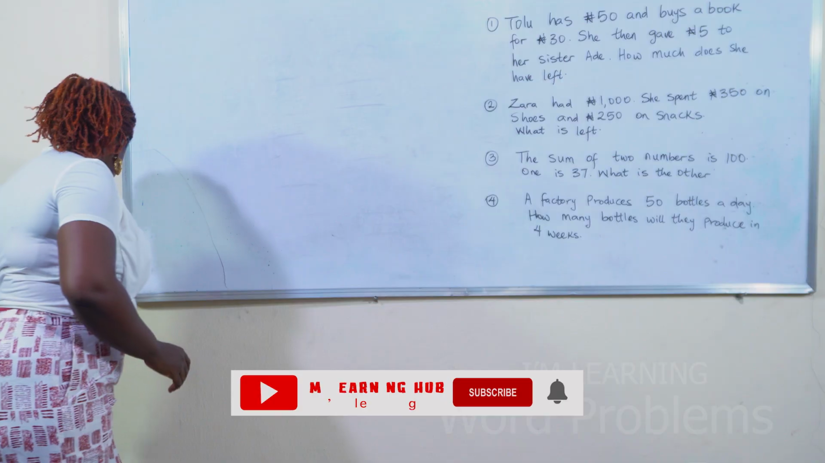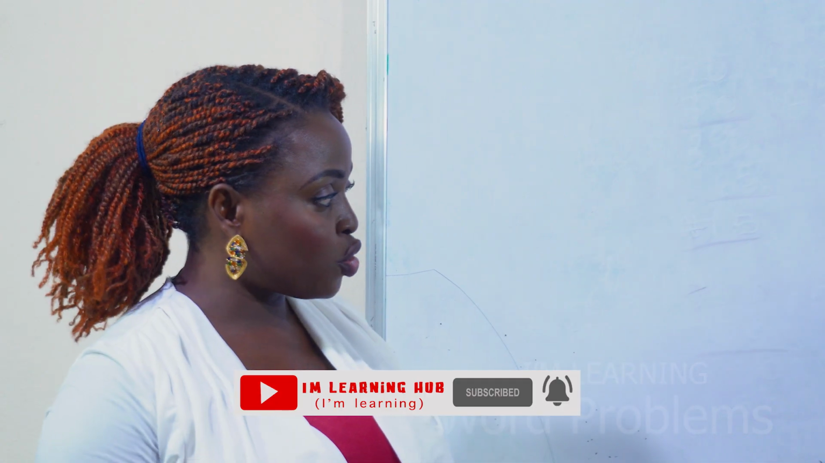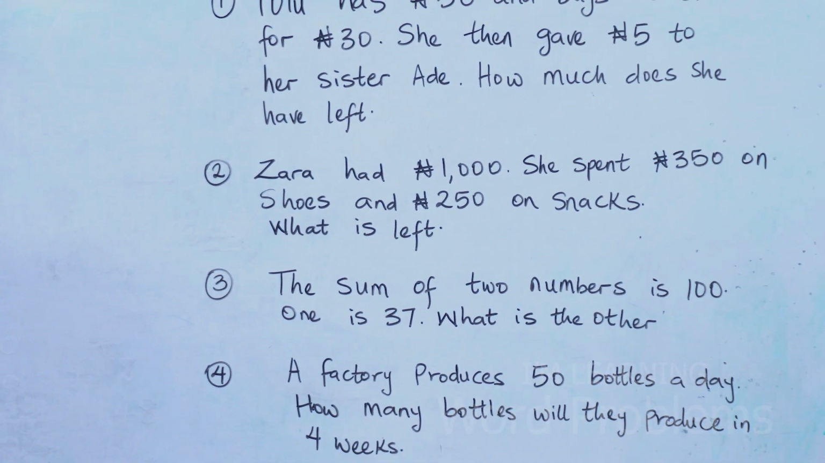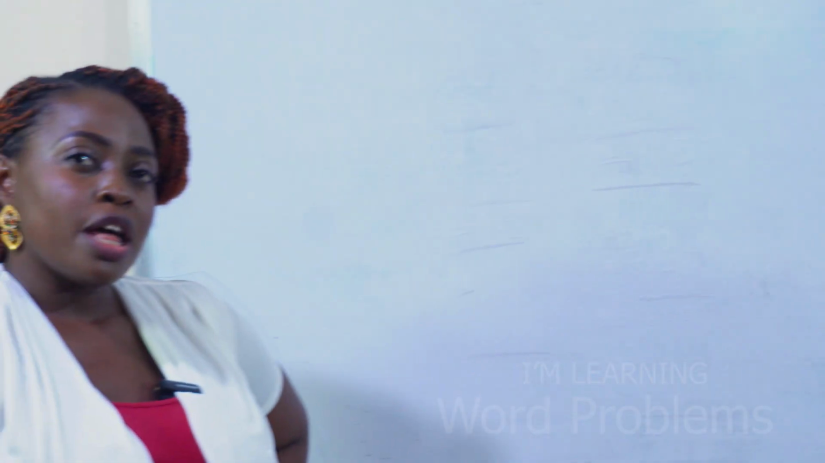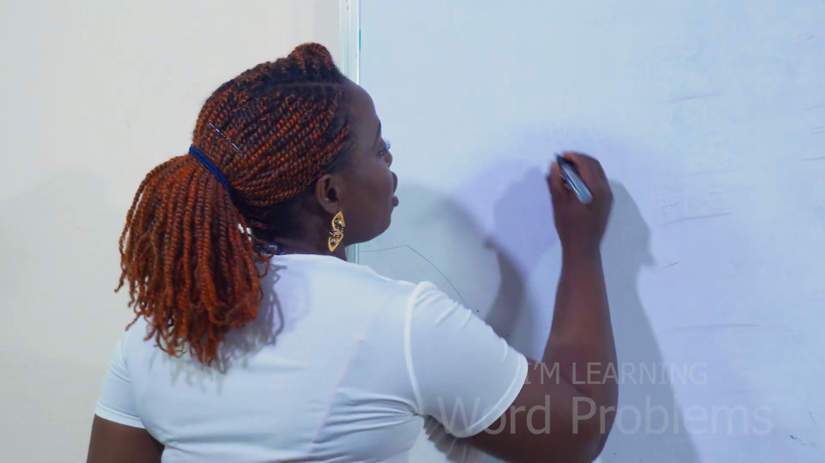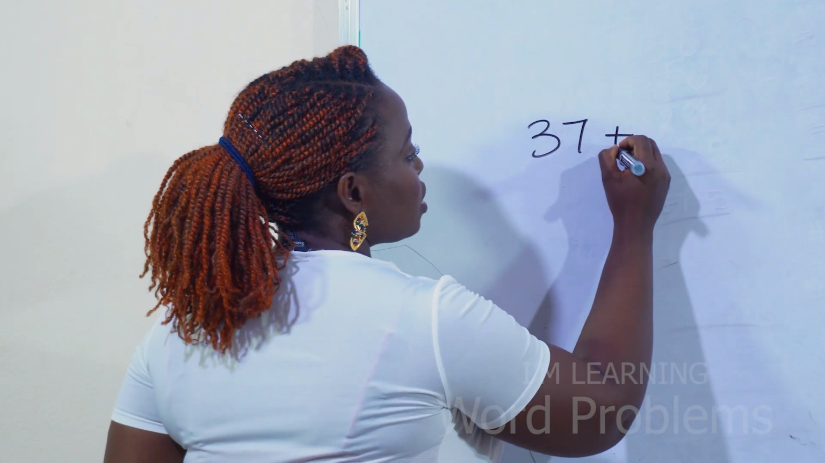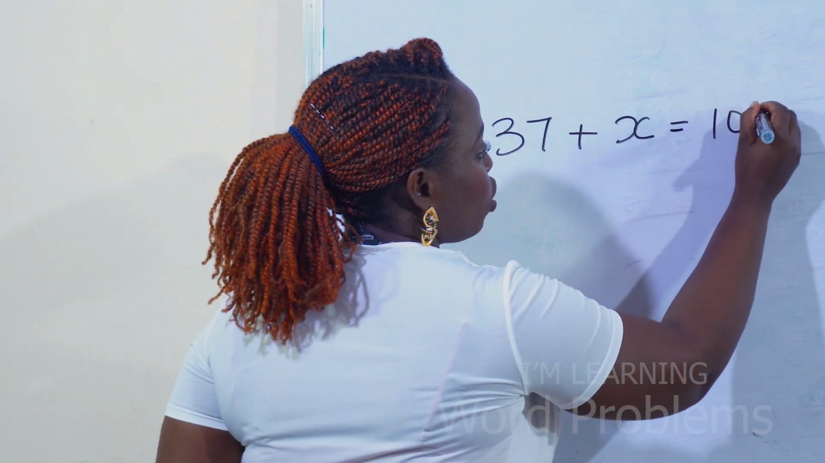The third story says, the sum of 2 numbers is 100. One of the numbers is 37. What is the other? Let's think about that for a minute. That means if I add 2 numbers, I will get 100. But they only told us what one of the numbers is. So how do I find the second number? Basically, they're telling me that 37 plus a number I don't know, which is x, is equal to 100.